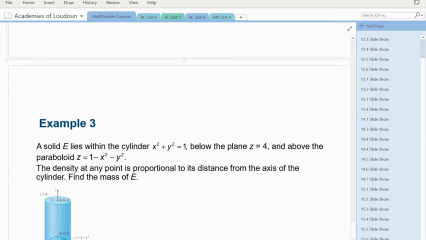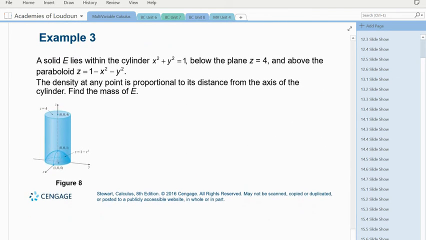So let's go ahead and take a look at an example. We have a solid E that lies within the cylinder x squared plus y squared equals 1, below the plane z equals 4, and above the paraboloid z equals 1 minus x squared minus y squared, as shown in figure 8. The density at any point is proportional to its distance from the axis of the cylinder. We want to find the mass of E. So in cylindrical coordinates, we know then that r is equal to 1. The paraboloid is z equals 1 minus r squared.